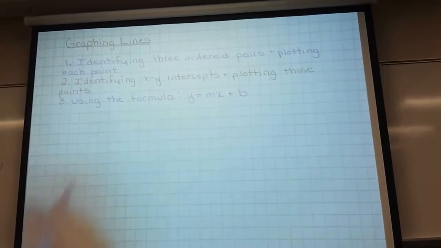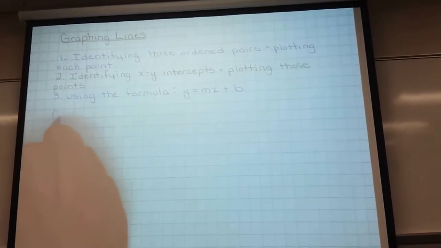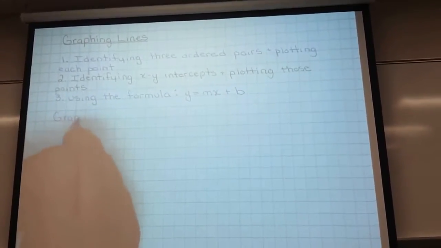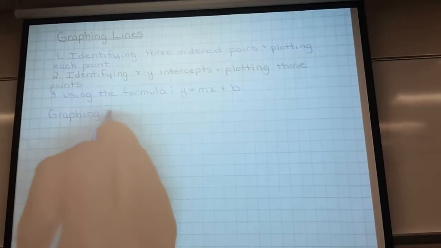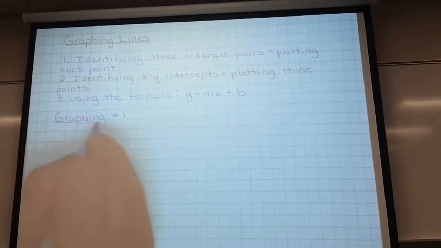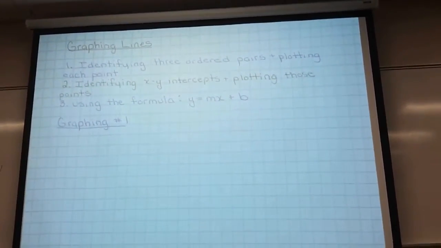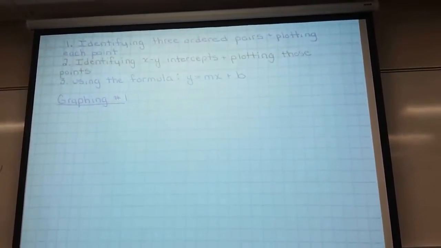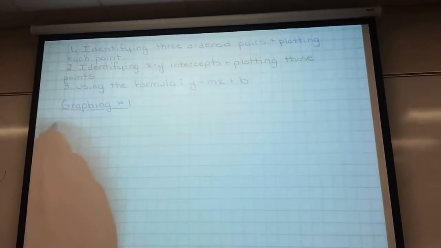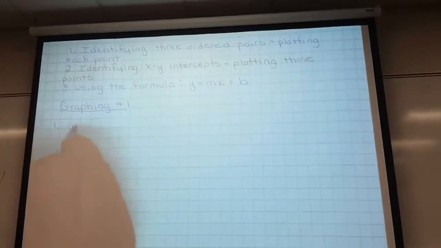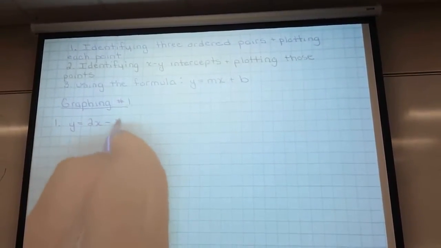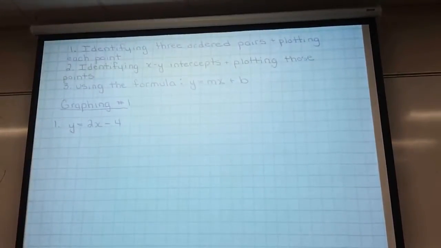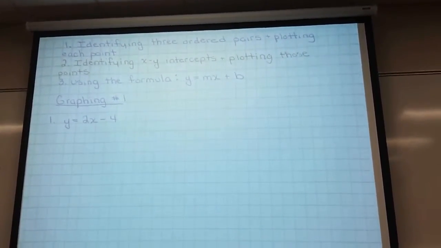All right, so this is graphing number 1. This is the first way to graph, and that's by identifying 3 ordered pairs. So let me give you an equation. y equals 2x minus 4.